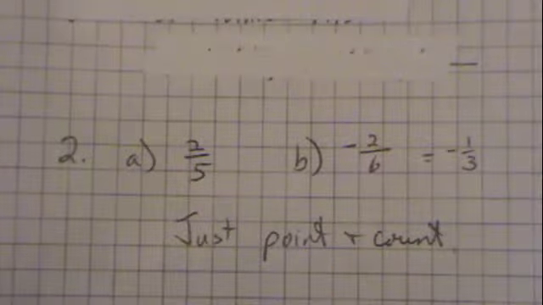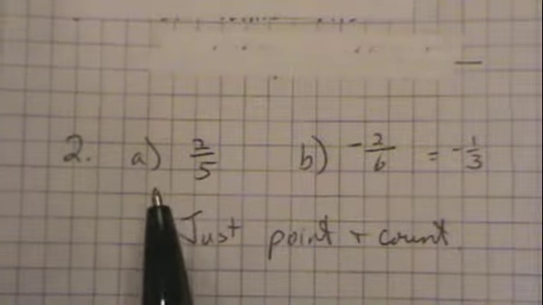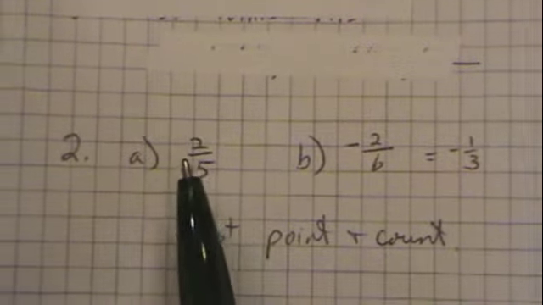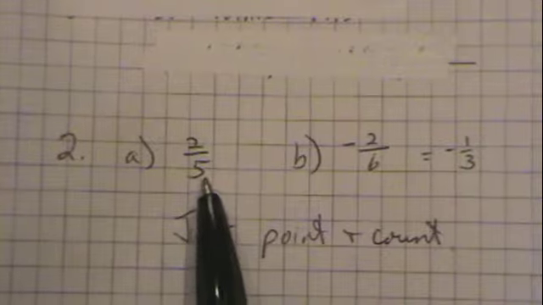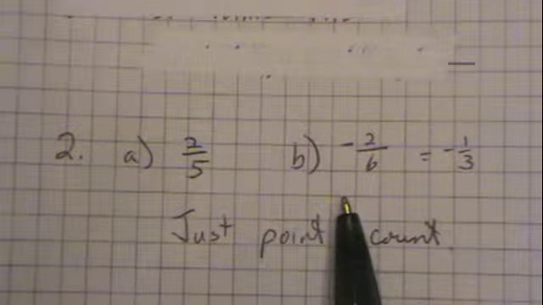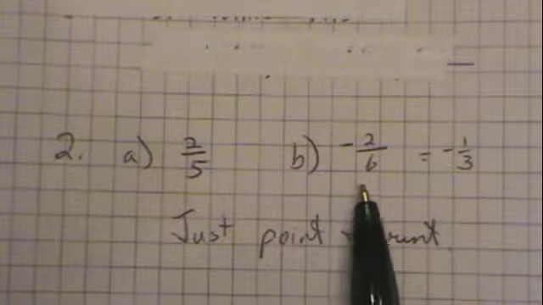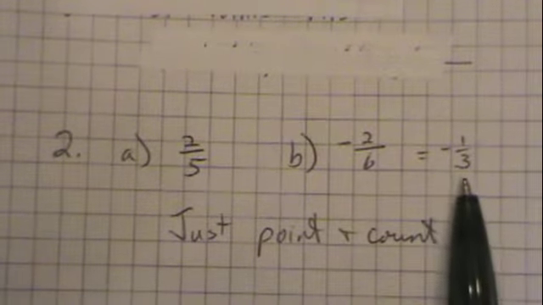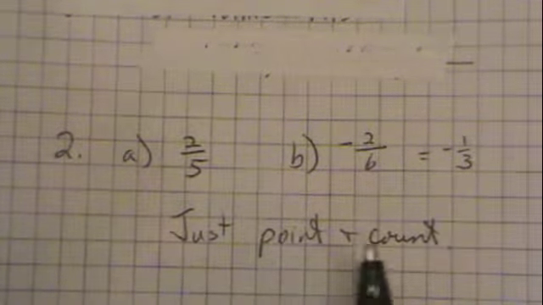I don't think I've said this yet this year, but there's really not any math to show for this. For letter A, you have to go up 2 and over 5. For letter B, you're going up 2 again, but you have to go the other direction 6, so that's a negative slope. So this one's negative 1/3, and like it says, just point and count.